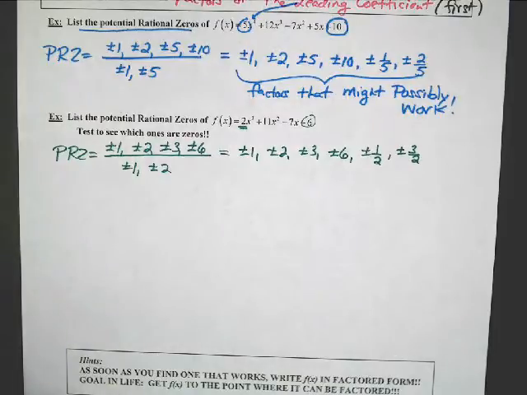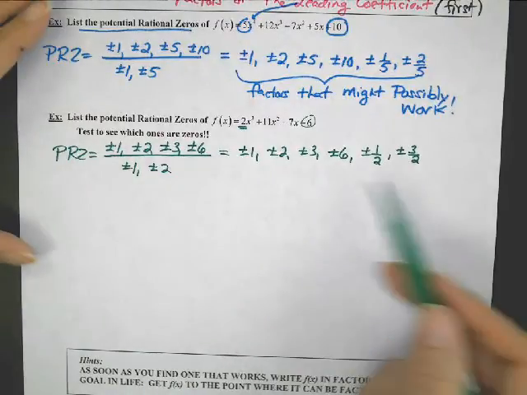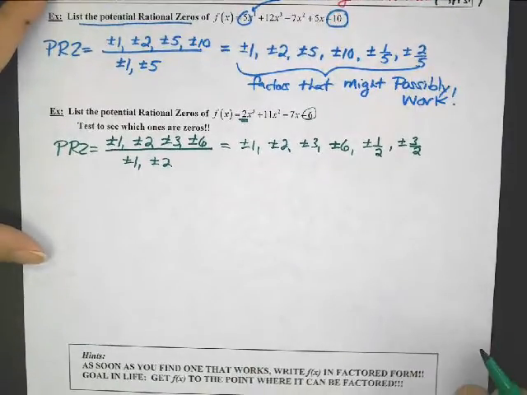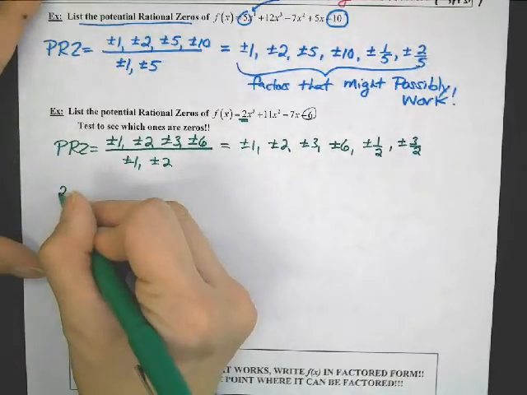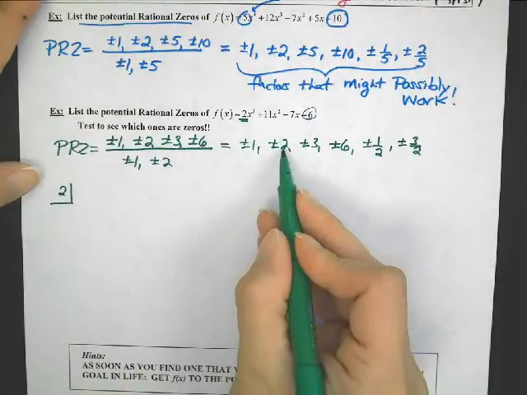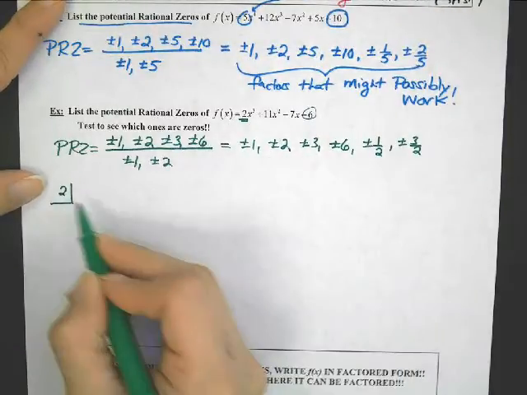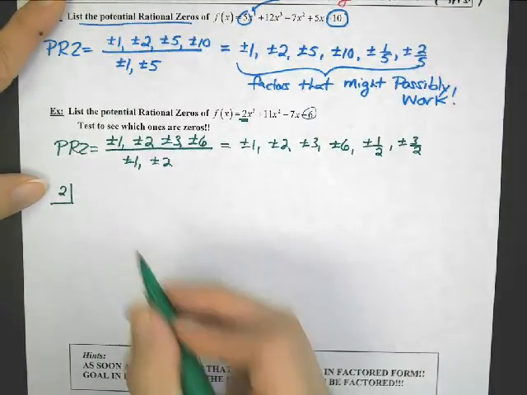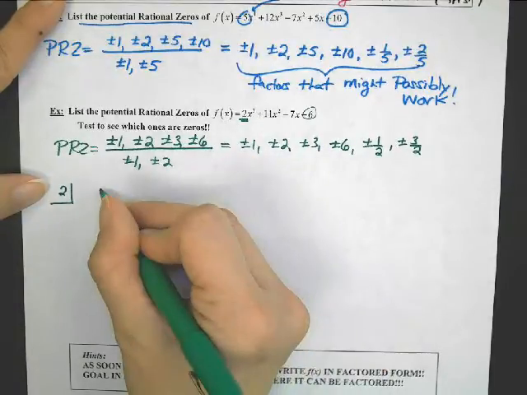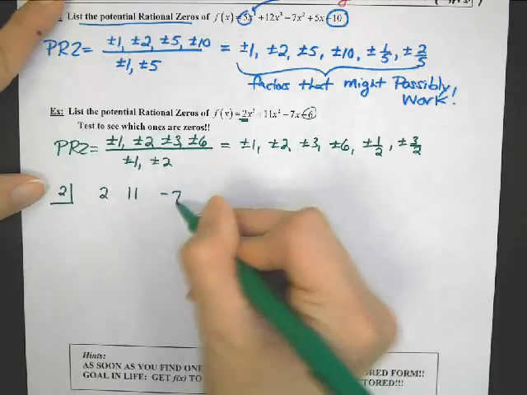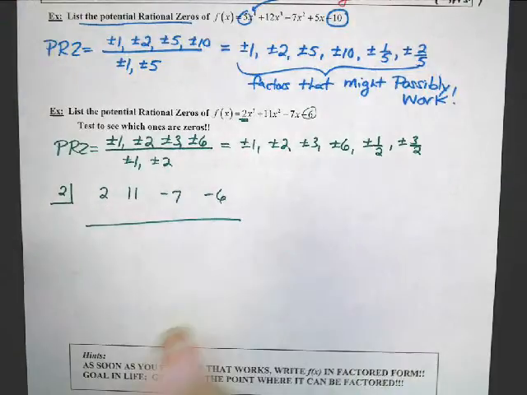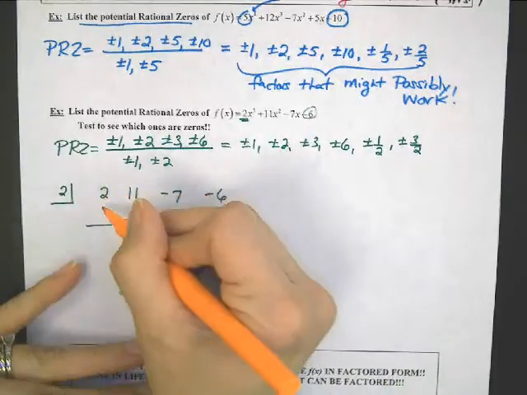Which ones are zeros? So let's try one of the numbers. Which one do you think might work? Do you want to try a 2? Okay, so we'll try a 2. You put the PRZ, that's the 0, that's the x-intercept, strictly into the box. And then the coefficients are 2, 11, -7, -6. All right, here I go with the testing.